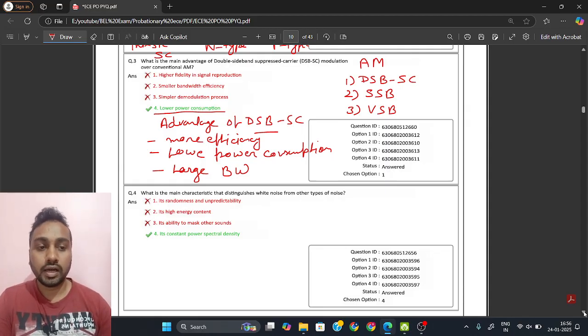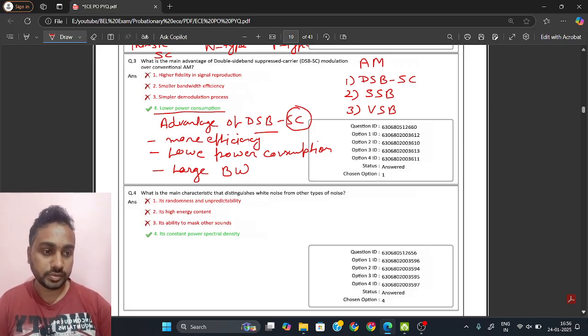Sometimes they will ask a question like why DSB-SC modulation has lower power consumption. So the answer will be this SC, because DSB has suppressed carrier, that's why it has lower power consumption. Okay.